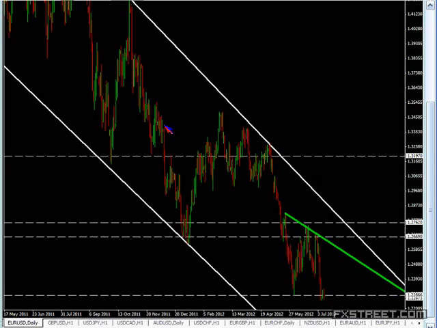What we're going to do today is try to talk about a very simple method that we can use so we can take advantage of those times that the euro dollar goes up, having a very good idea that it's probably going to go down.